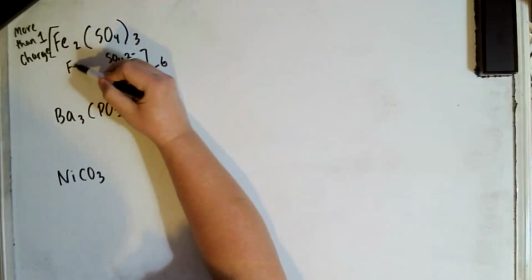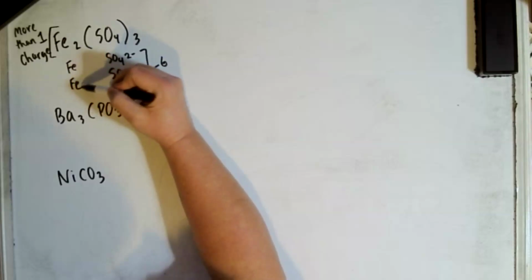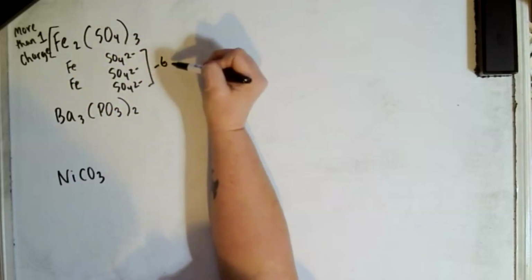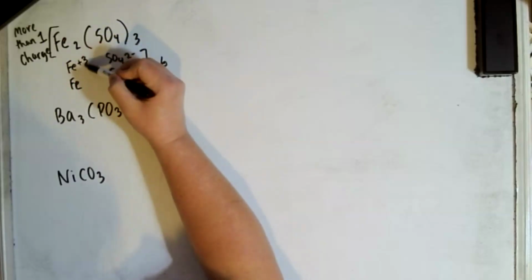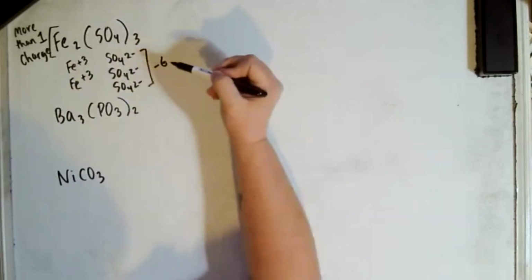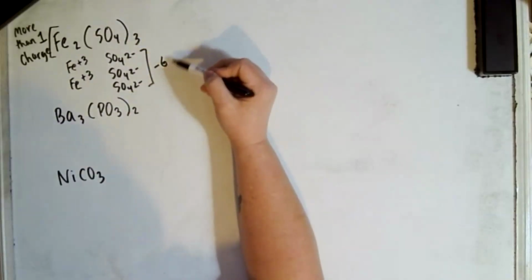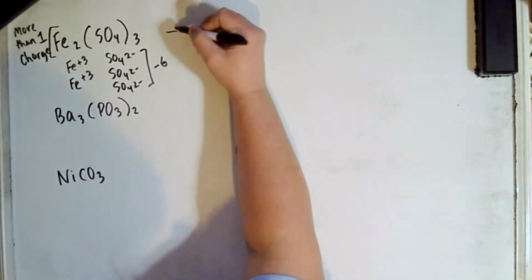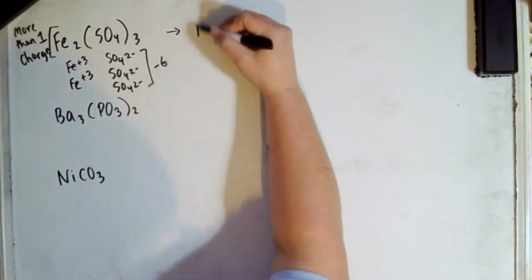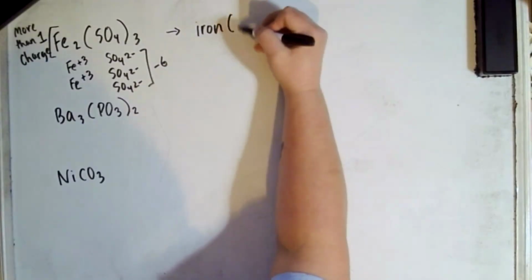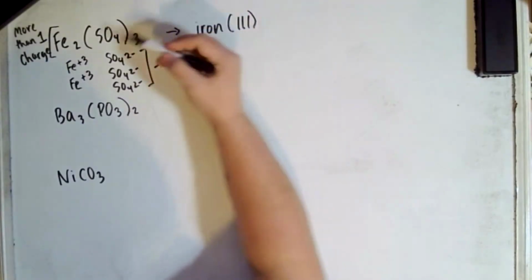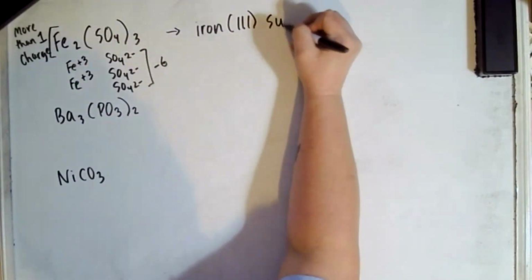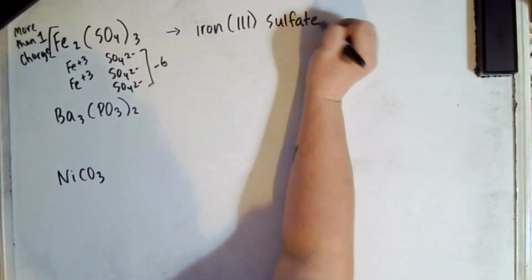And our compound has 2 irons. So those irons have to add up to a +6. So that means that each iron is going to have a +3 charge so that they can add up to a +6 and counteract the -6 charge. Once we know that, we can name it. It's going to be iron, and then in parentheses, 3. And then this is our sulfate ion. So iron(III) sulfate.